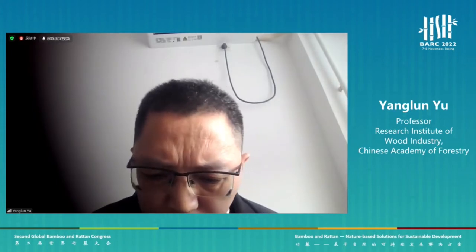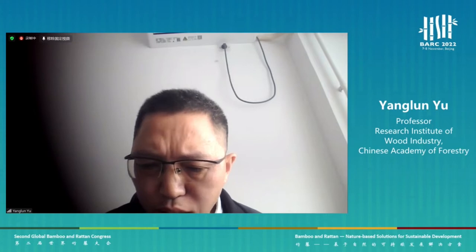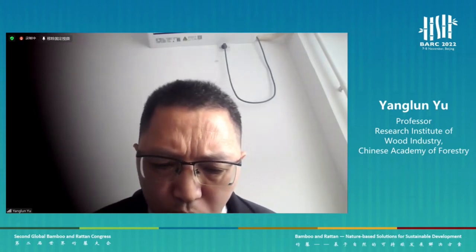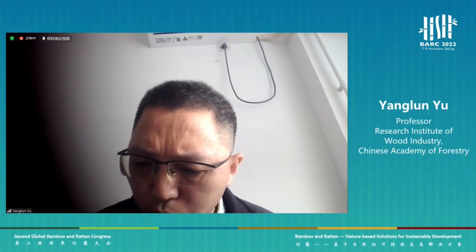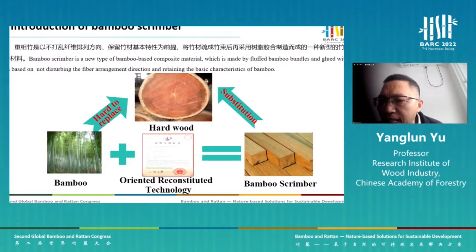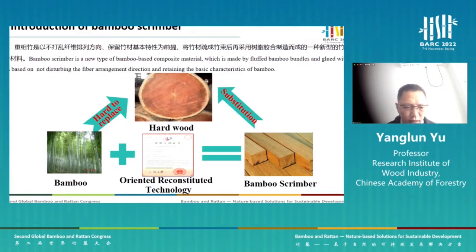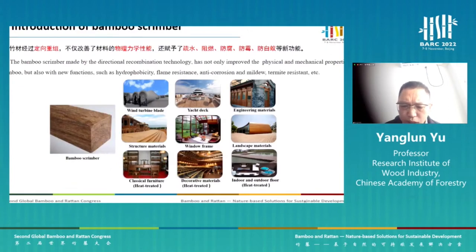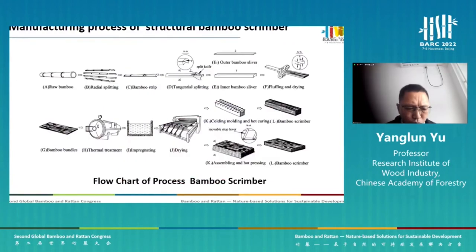Bamboo scrimber is a new type of bamboo-based composite material which is made by fluffed bamboo bundles and glued with a resin based on not disturbing the fiber arrangement direction and retaining the basic characteristic of bamboo. Can you hear me now? Yes, yes, we can. Please continue. The bamboo scrimber made by the directional recombination technology has not only improved the physical and chemical properties of bamboo, but also has new functions such as flame resistance, anti-corrosion, etc. It is widely used in a wide range of products like furniture.